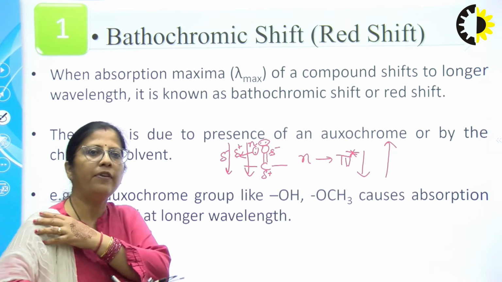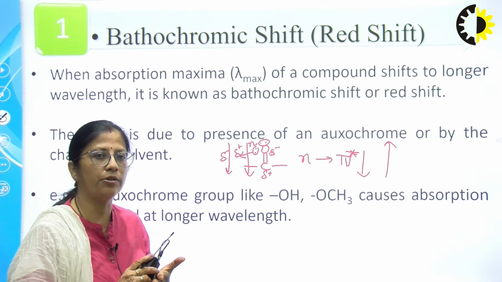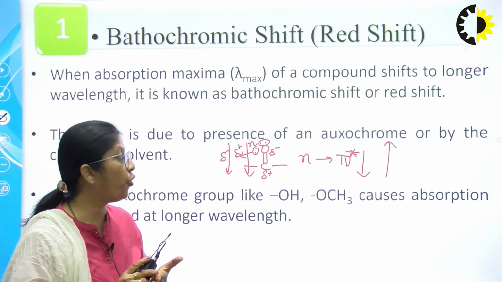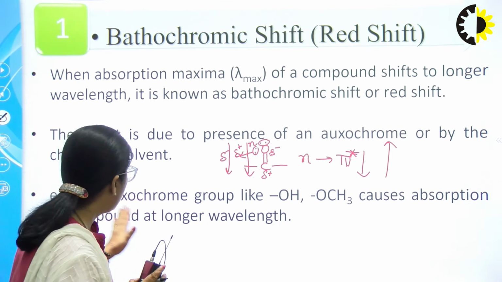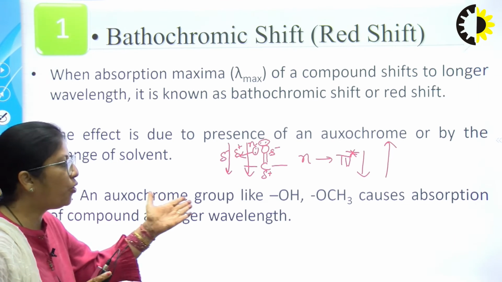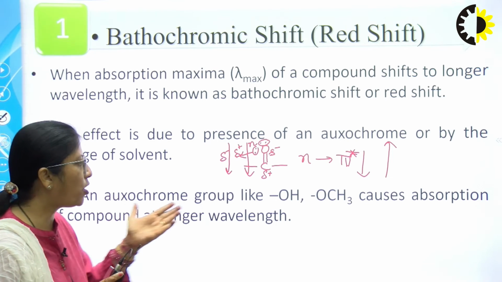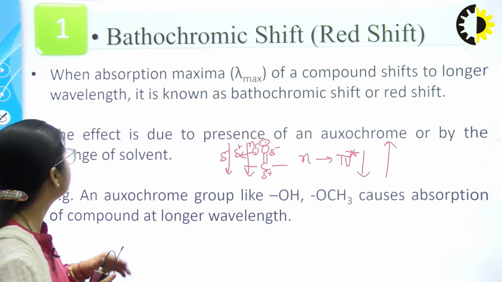So, by reducing the polarity of the solvent, n to pi star transition is going to show the bathochromic or the red shift. Other examples: on introduction of an auxochrome like OH, OCH3, they cause absorption of the compound at the longer wavelength.